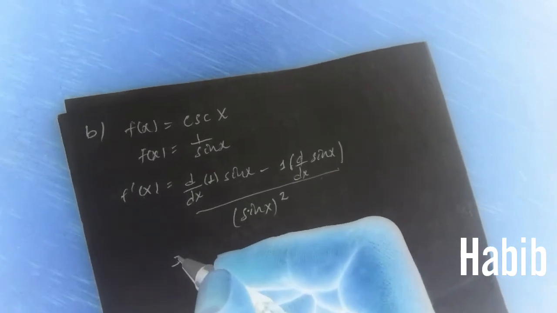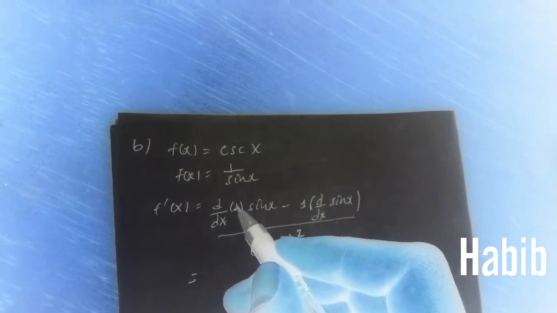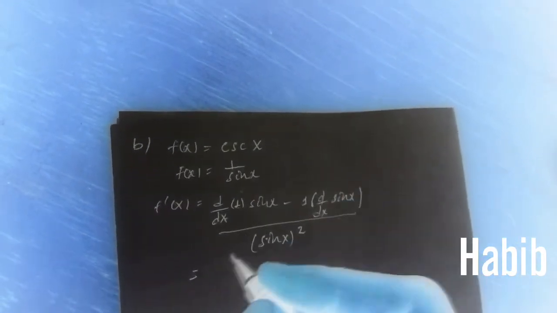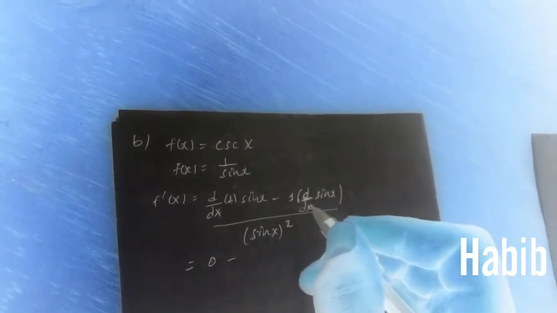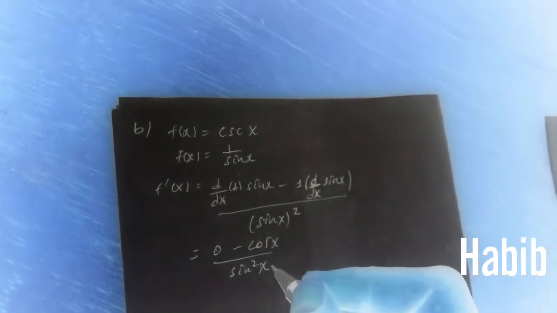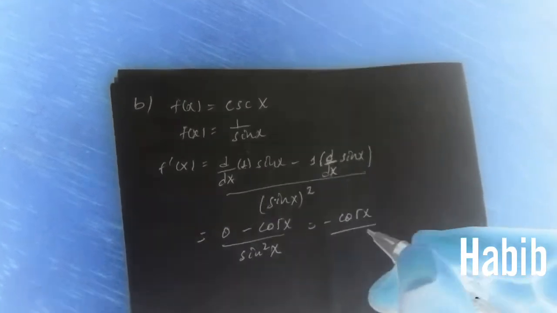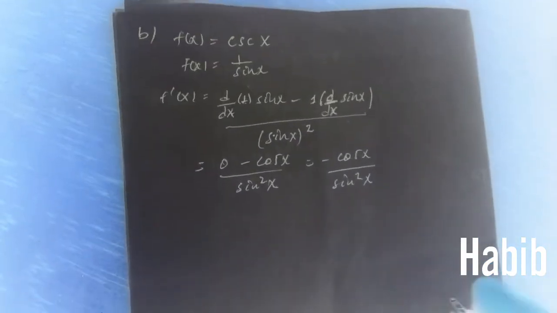Since the derivative of a constant function is 0, 0 times sin x becomes 0. The derivative of any constant, d by dx of c, where c is any number, is 0. Then 0 minus 1 times d by dx of sin x, whose derivative is cos x, therefore minus cos x, the whole over sin x the whole square, sin square x. This equals minus cos x over sin square x.